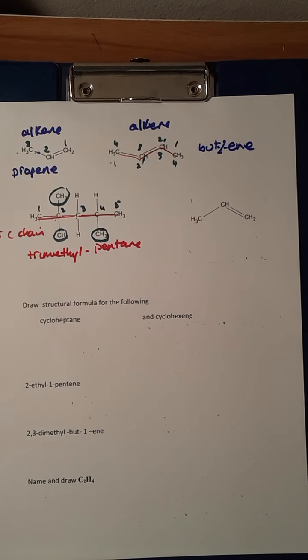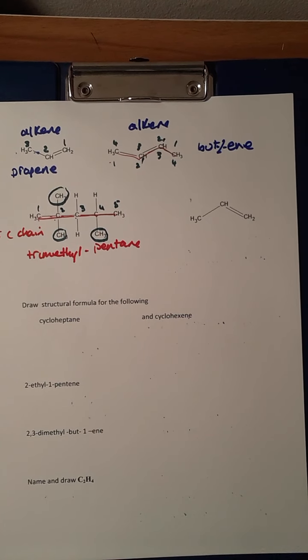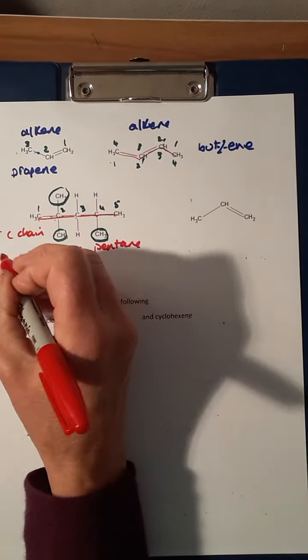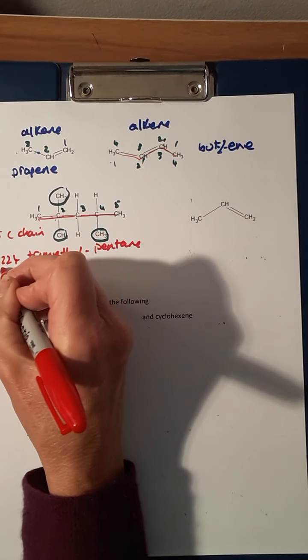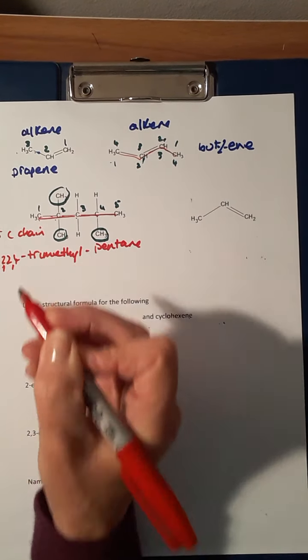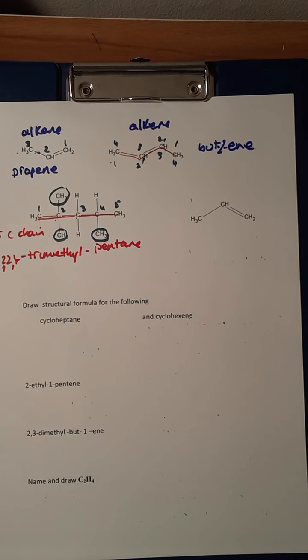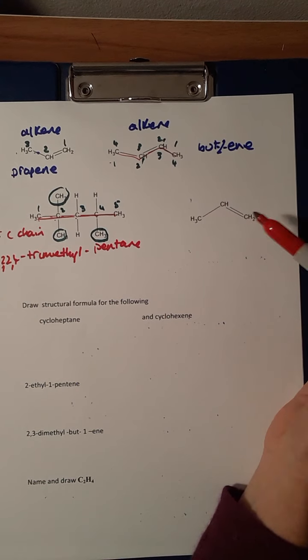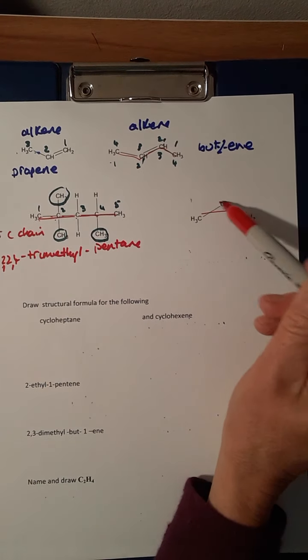Trimethyl pentane. And then identify which carbons have the methyl groups. So I've got 2 on carbon number 2 and 1 on carbon number 4. So it's 2, 2, 4. 2, 2, 4, trimethyl pentane. Okay, look at this one over here. Again, I've got 1, 2, 3. This is actually the same as that one, so I won't bother doing that.